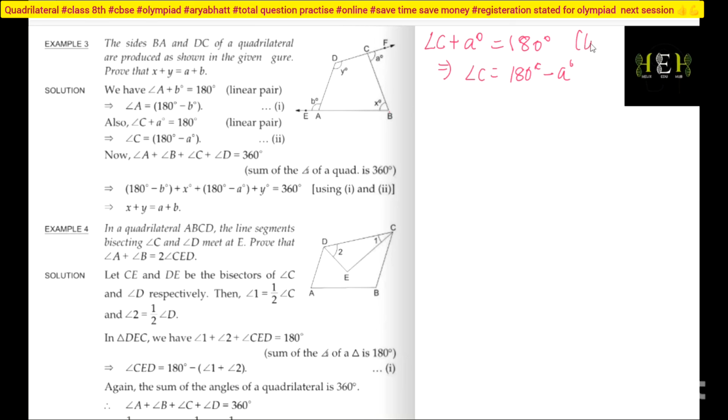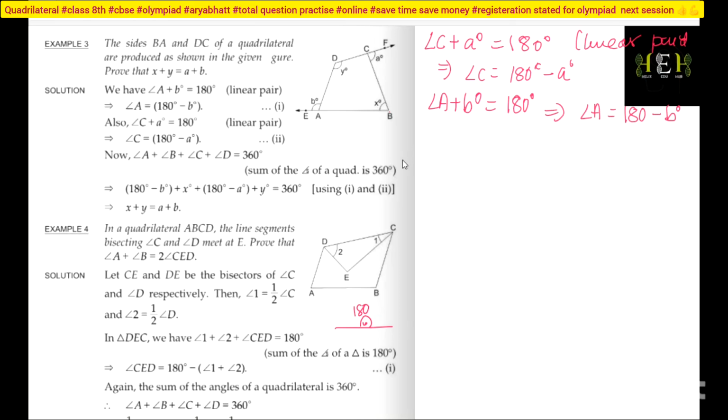Similarly, they are a linear pair. Linear pair in the sense that they lie on a straight line, and the angle of a straight line is how much? 180 degrees only. That is what we are saying here. Similarly, angle A plus B degree is equal to how much? 180 degrees, right? So this implies that angle A is nothing but 180 degrees minus B degree.